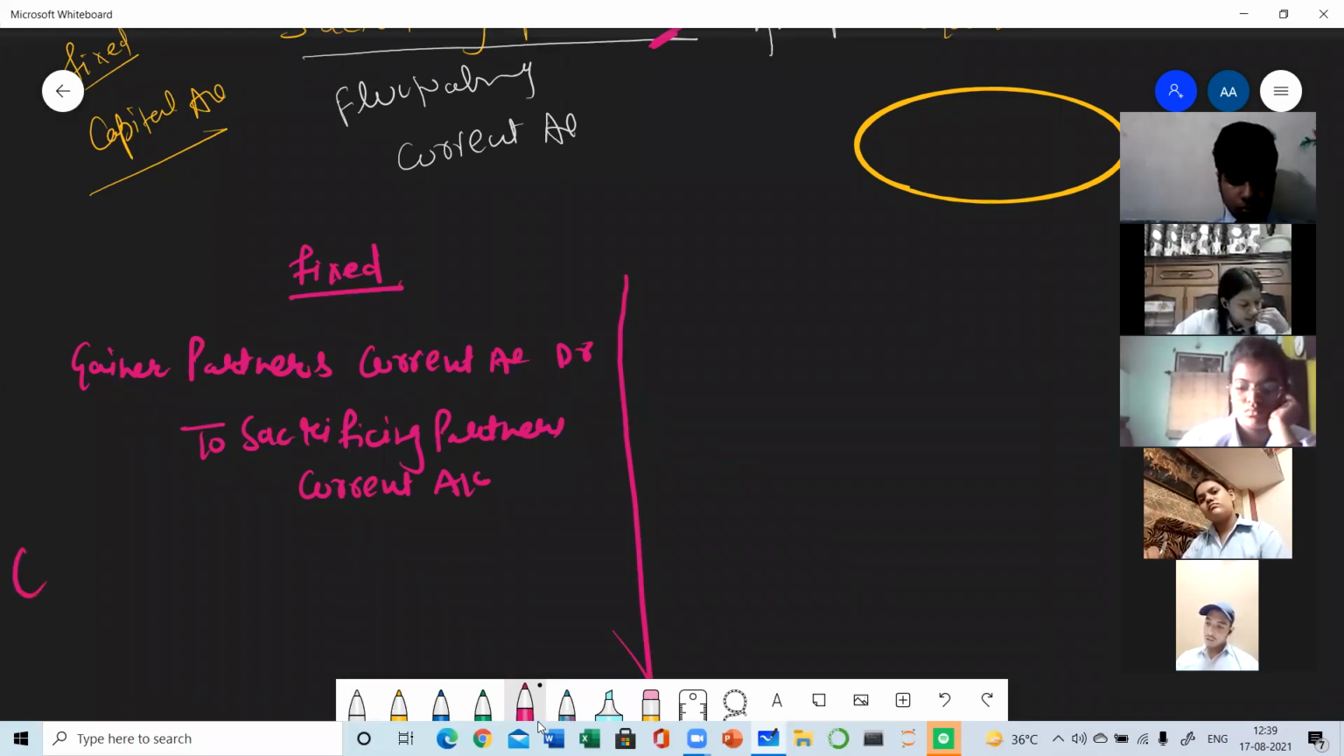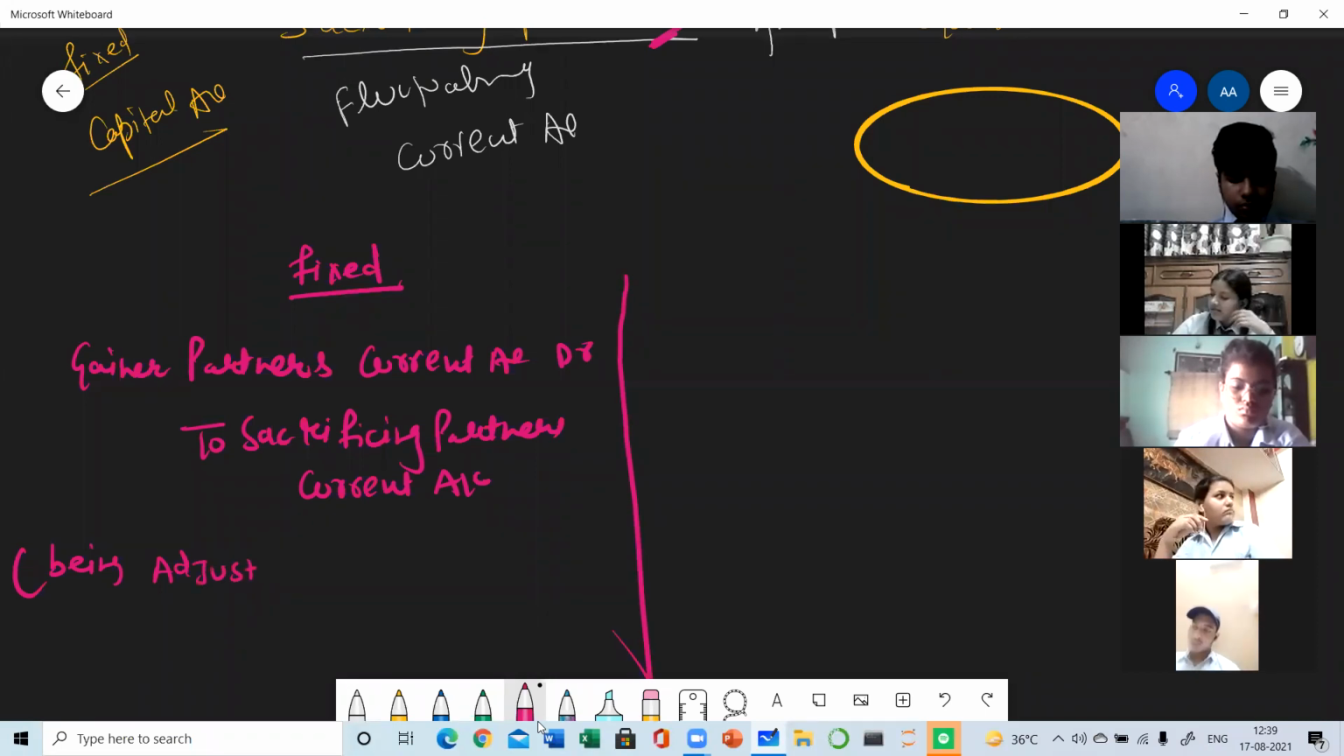And what will be the narration here? Write down the narration: being adjustment made for goodwill. This entry will be used in all the further chapters of partnership. This is a very important fundamental entry, and it will be passed in each and every chapter.